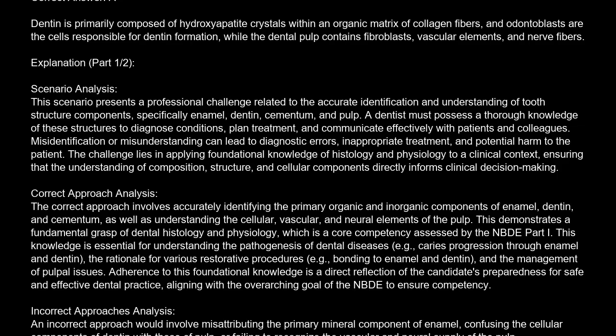Correct answer is A. Dentin is primarily composed of hydroxyapatite crystals within an organic matrix of collagen fibers, and odontoblasts are the cells responsible for dentin formation, while the dental pulp contains fibroblasts, vascular elements, and nerve fibers. Explanation. Scenario analysis. This scenario presents a professional challenge related to the accurate identification and understanding of tooth structure components, specifically enamel, dentin, cementum, and pulp.